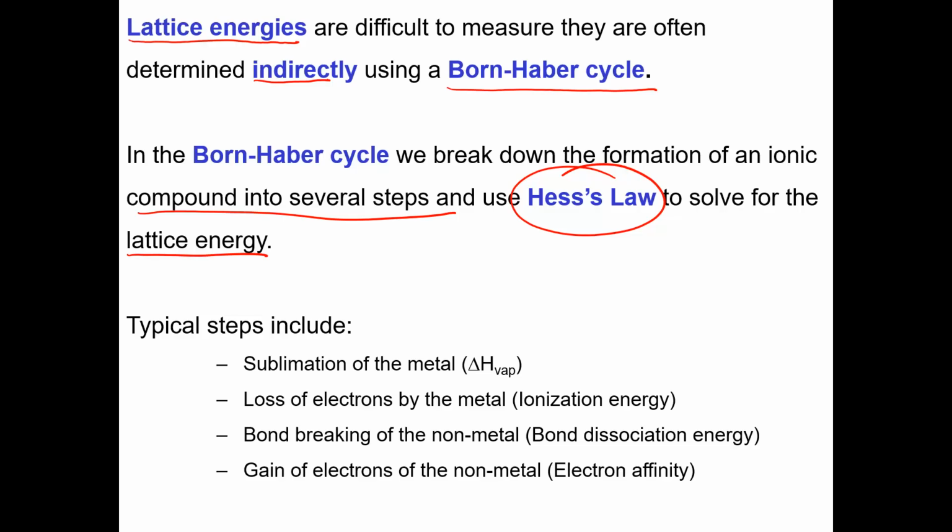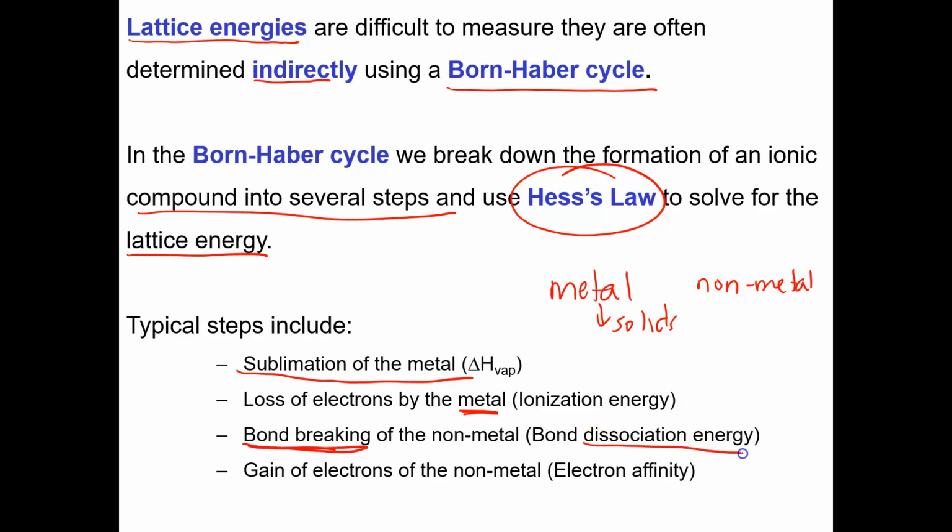So typical steps that people will break this down into will be sublimation of the metal, because remember, an ionic compound is always going to involve a metal and a non-metal. Most metals are solids, so we need to get it into the gas phase. Then loss of electrons by the metal, the ionization energy, because we need cations. Many of our non-metals are diatomic, so often we have to break them into individual atoms. That's going to involve the bond dissociation energy.